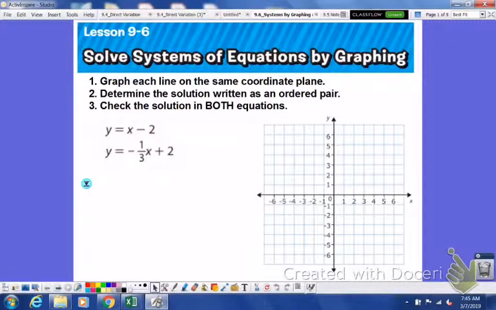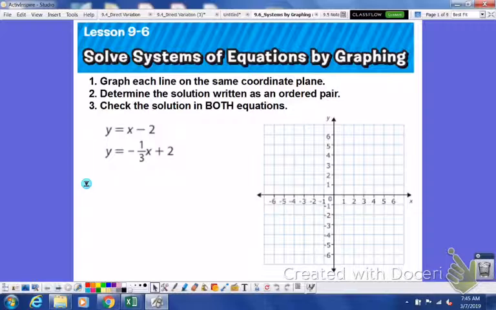Hi guys, last lesson we talked about solving equations. So in this lesson we're going to start talking about solving systems of equations. There are 3 different ways that we can solve systems of equations. We're only going to do 2 this year. The first one is solving them by graphing. So this lesson will be focusing on solving by graphing.